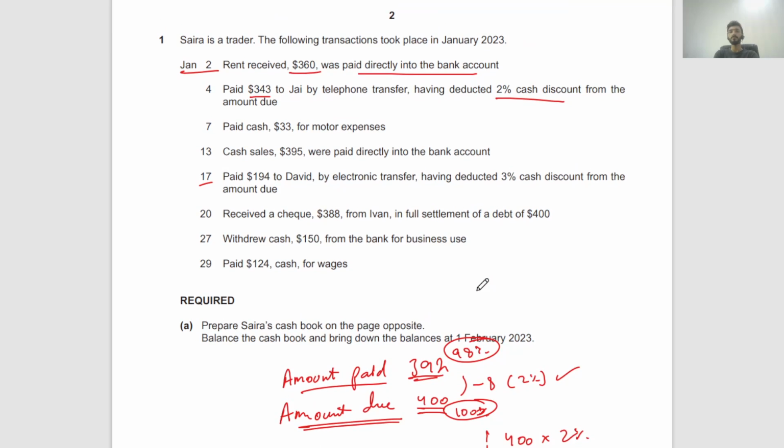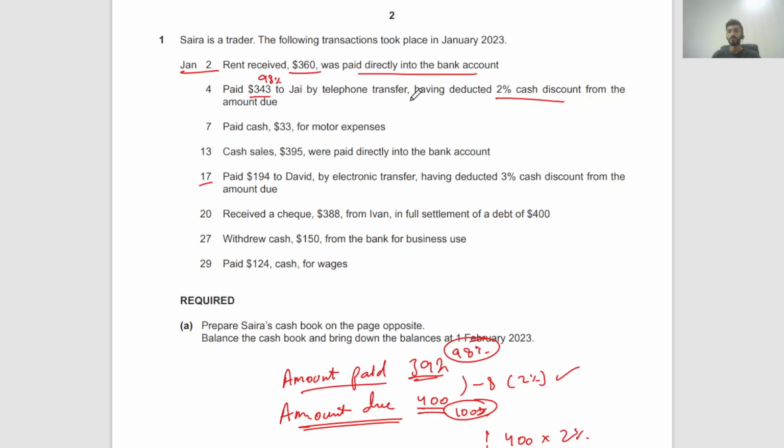Okay. So paid 343 to J by telephone transfer, having deducted 2%. So this is after the deduction. This is not the original amount, guys. So don't just take 2% of that. The discount wasn't 2% of that amount. It was 2% of the original amount. So this is 98% of whatever the original was.